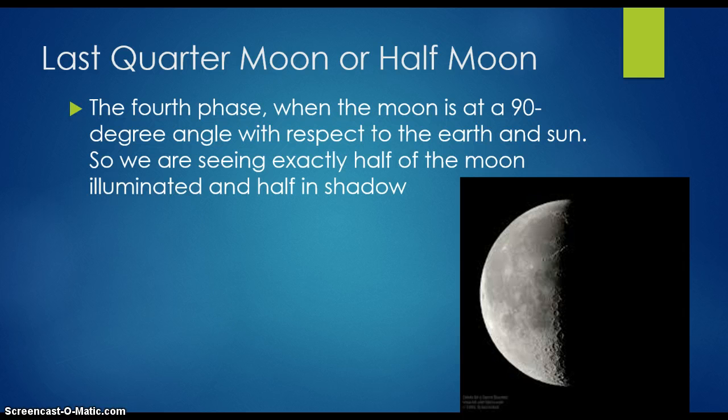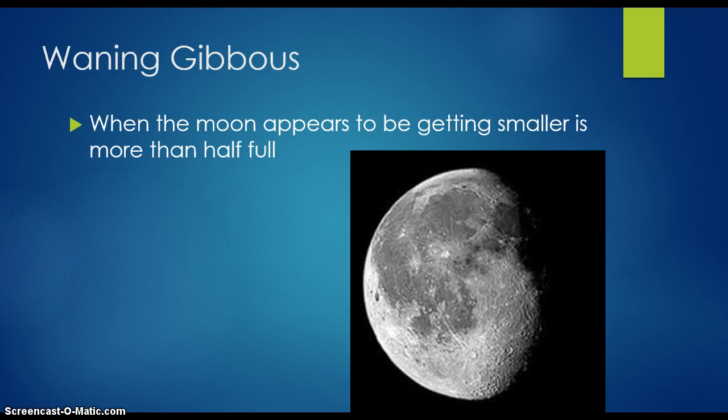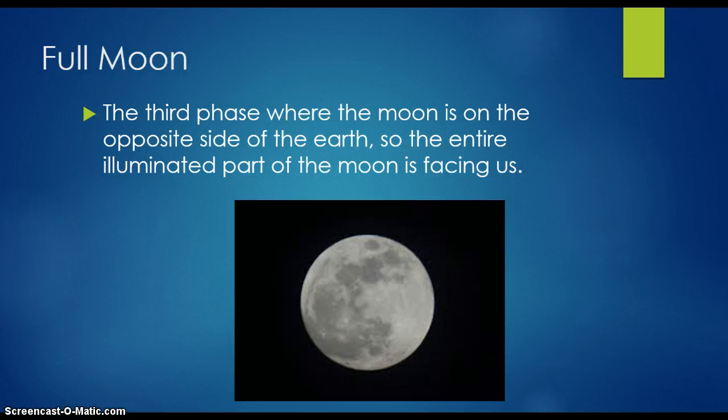And then we come to the last quarter moon, or what can also be called the half moon. This is the 4th phase, when the moon is at a 90-degree angle with respect to the Earth and the Sun. So we are seeing exactly half of the moon, and then the other half is the shadow. Then we come to the waning gibbous. This is when the moon appears to be getting smaller and it is more than half full.